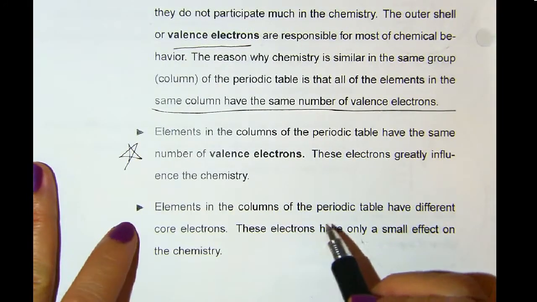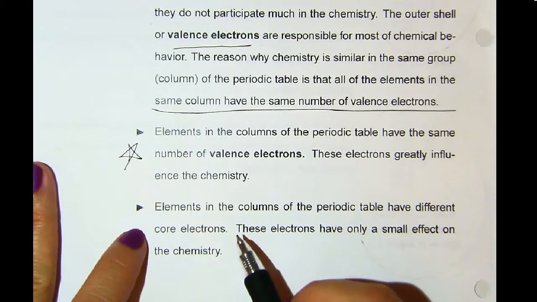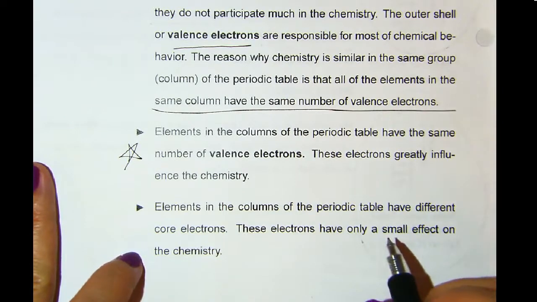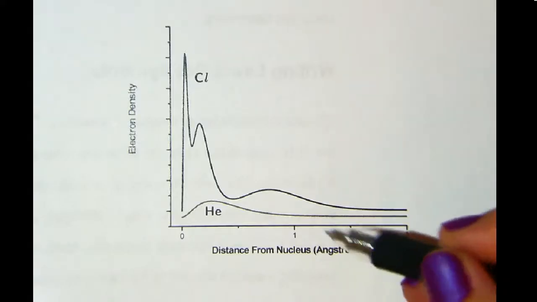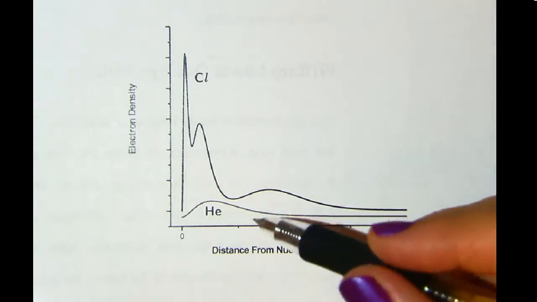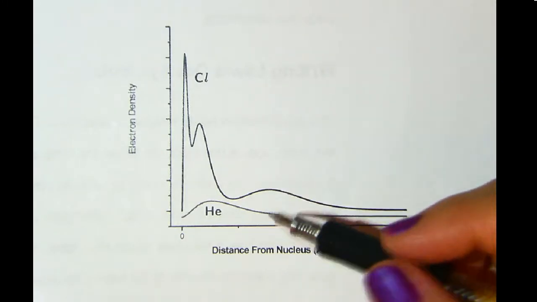Elements in the columns of the periodic table have different core electrons. These electrons have only a small effect on the chemistry. So the electrons that are farthest from the nucleus are going to be the ones responsible for chemical bonding.